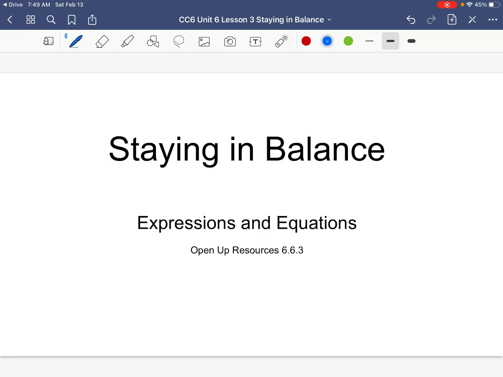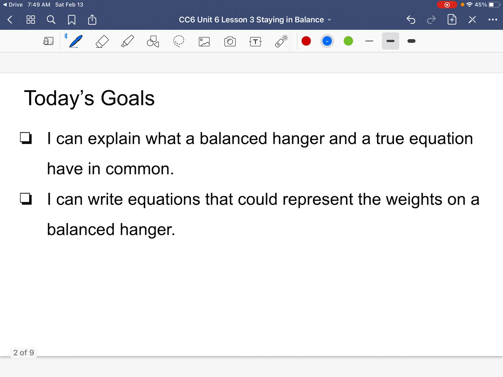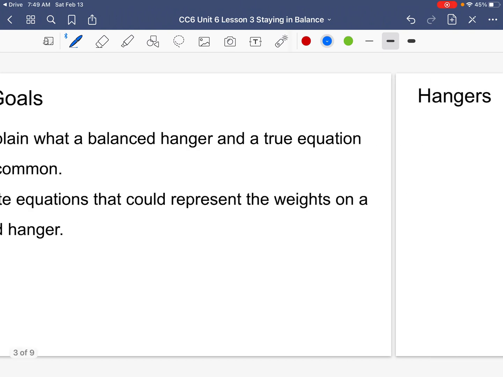Welcome to today's lesson, which is called Staying in Balance, and it is about balancing equations. We will be using balanced hangers to represent equations. The goals of today's lesson are that you can explain what a balanced hanger and a true equation have in common, and that you can write equations that could represent the weights on a balanced hanger.